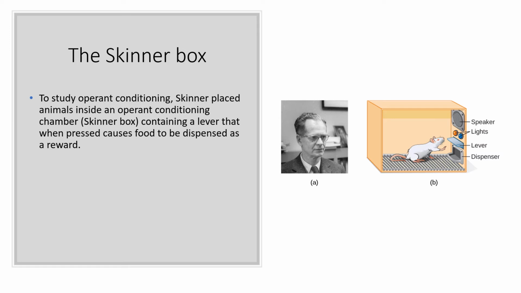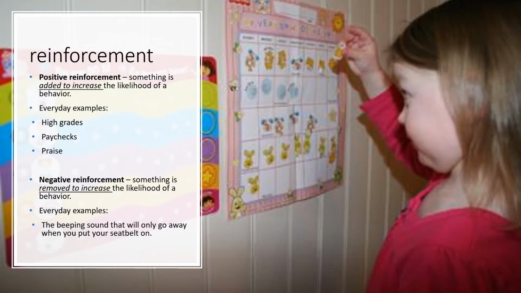So here is a Skinner box, and Skinner placed animals inside an operant conditioning chamber, as I mentioned a moment ago, containing a lever in the case of rats, and for pigeons they needed to peck. And so in this instance, we see that the rat presses a lever, causing the food to be dispensed as a reward.